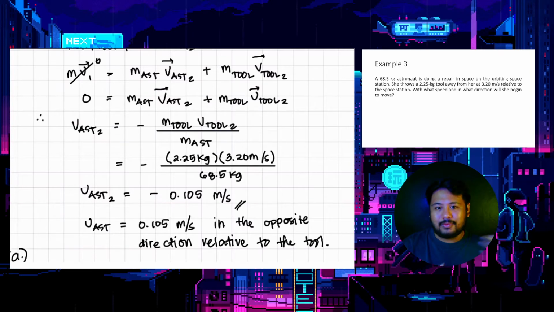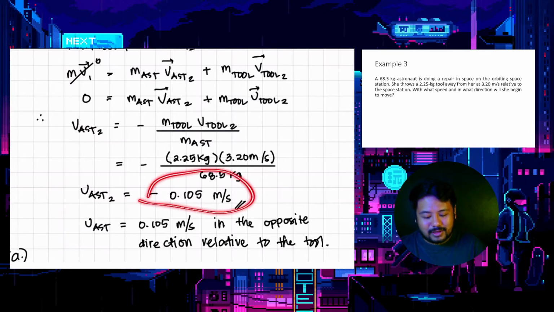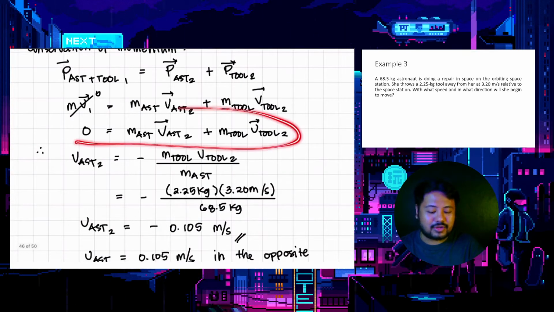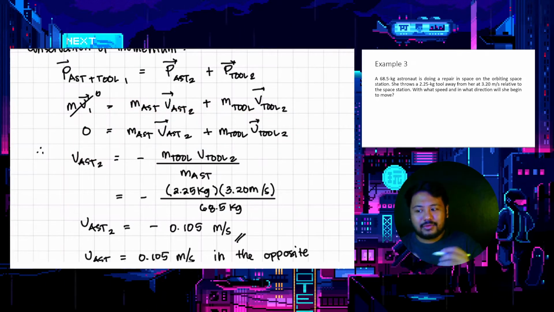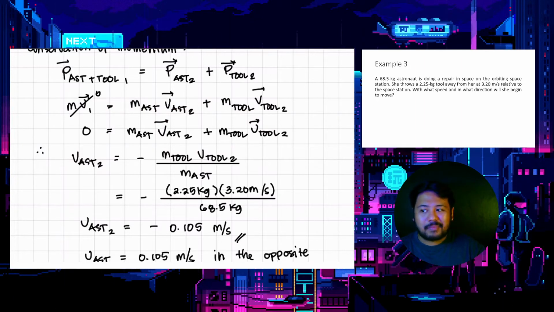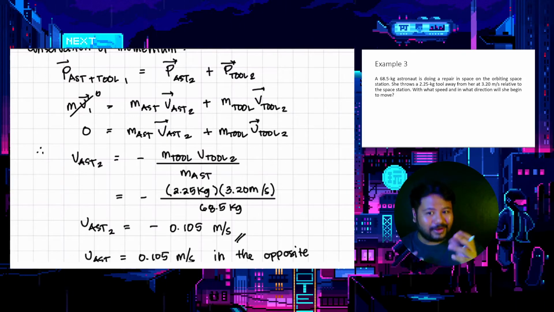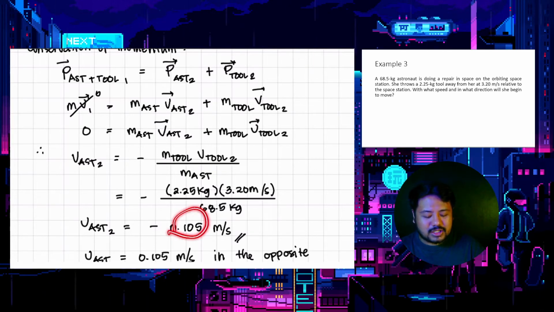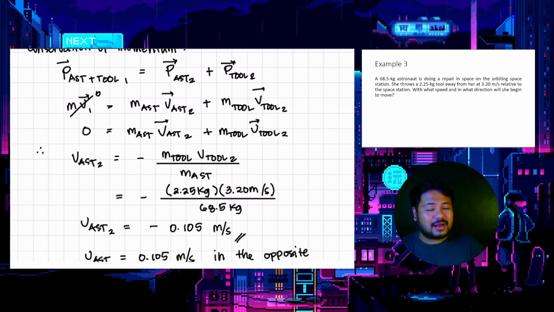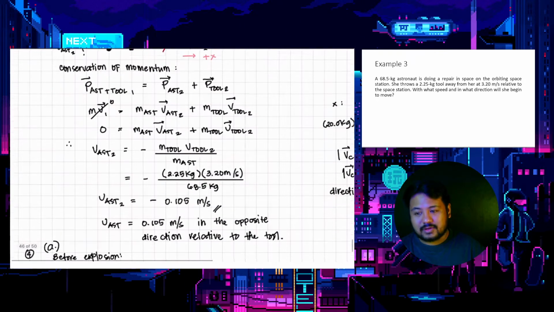Okay, how do we know if that's correct? Well, we just have to substitute this one to our equation. If this will equate to 0, then you are correct. And also, by theory, since the astronaut is massive compared to the tool, he or she will move slower compared to the tool. Hence, we have here a very slow speed, just 0.105 meters per second. Okay, so let's have number 4.